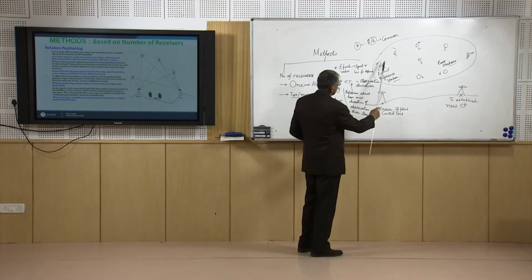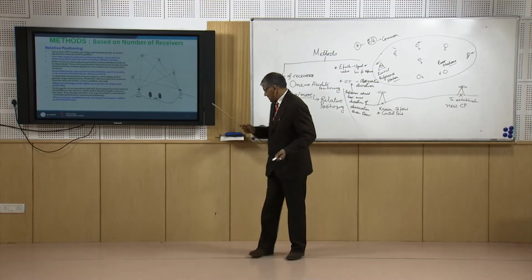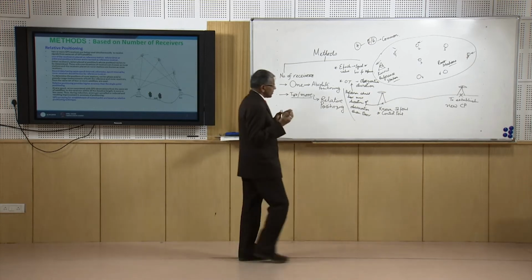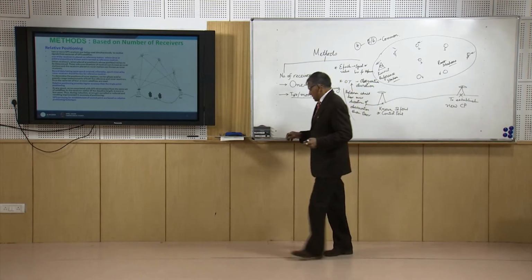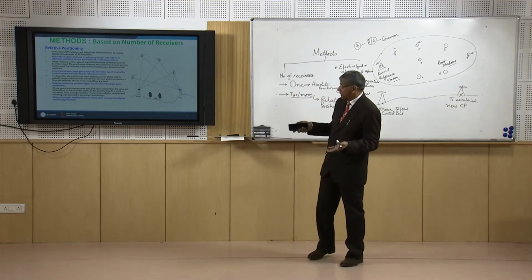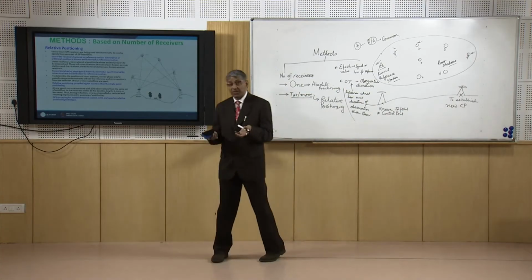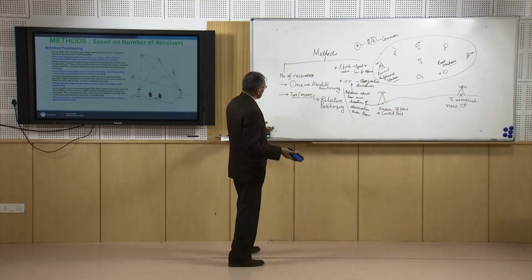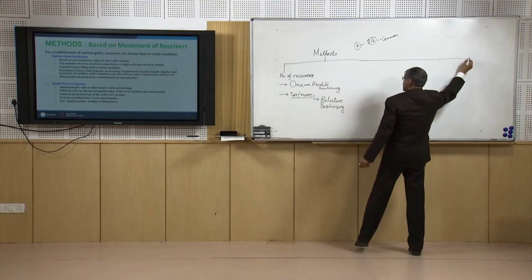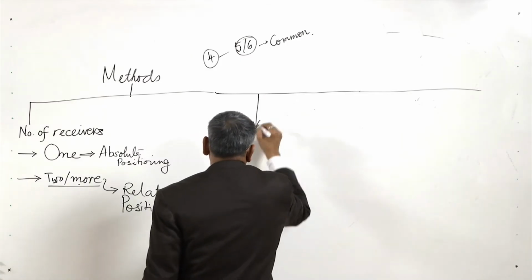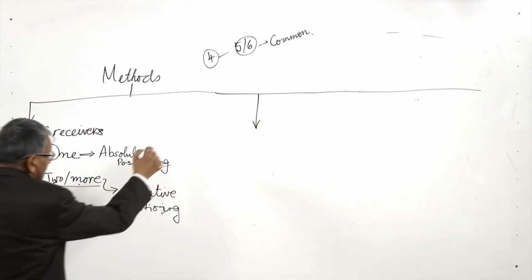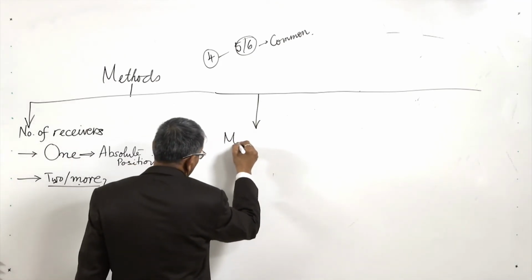Further, this relative method is the most fundamental or most widely used GPS surveying method. So in the rest of the methods, whatever we discuss, it is always the relative method, or a modified form of the relative method. For the methods of GPS surveying, the first criterion is on the basis of the number of receivers. The next criterion is based on movement.